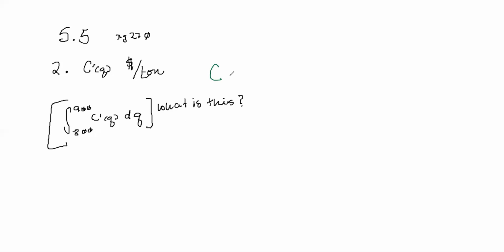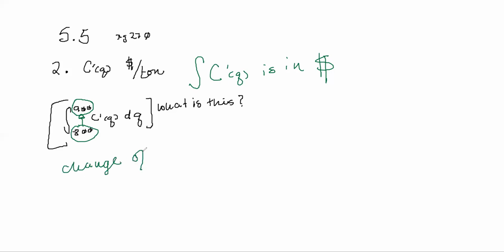So the change is 100. Okay, that is correct. We are going from 800 to 900. So this is a change over a distance of 100 units. In this case, what would the units be in this instance? Tons. Yep. So we're going from 800 tons to 900 tons.